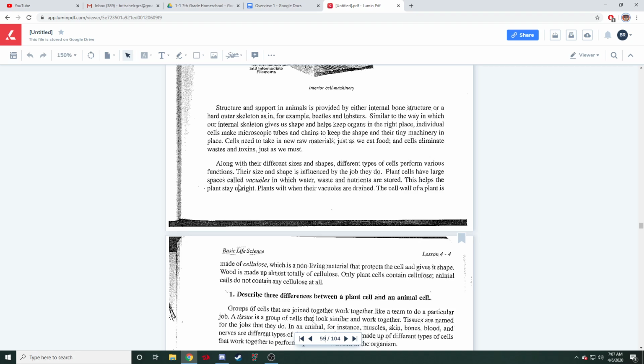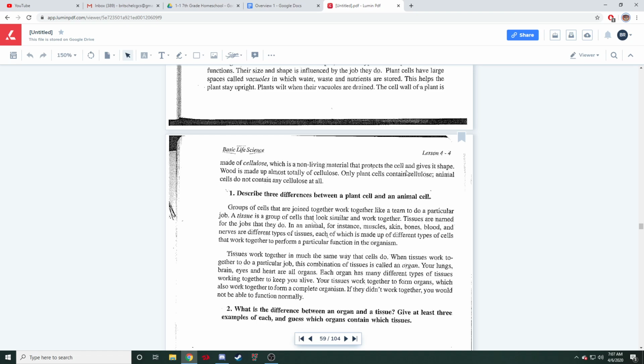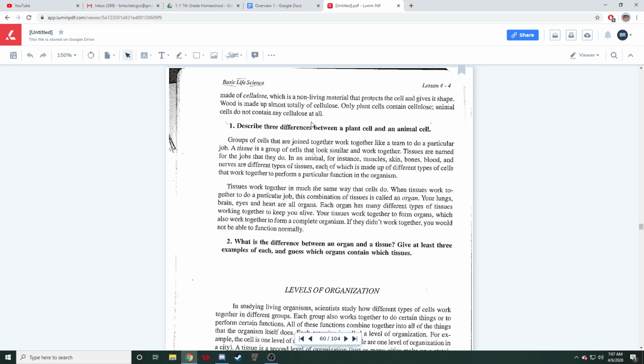Plant cells have large spaces called vacuoles in which water, waste, and nutrients are stored. This helps the plant stay upright. Plants wilt when their vacuoles are drained. The cell wall of a plant is made of cellulose, which is a non-living material that protects the cell and gives it shape. Wood is made up almost totally of cellulose. Only plant cells contain cellulose. Animal cells do not contain any cellulose at all. Describe the differences between a plant cell and an animal cell. This is one of the tasks that I'm having you guys do for the day.